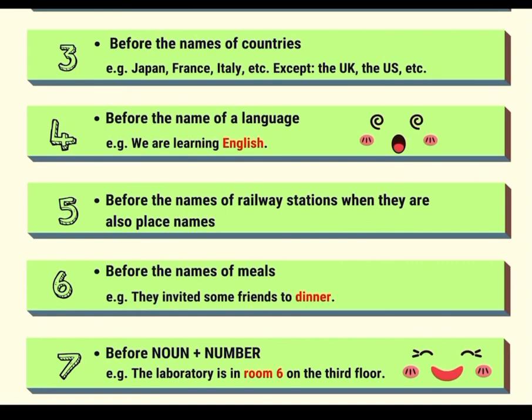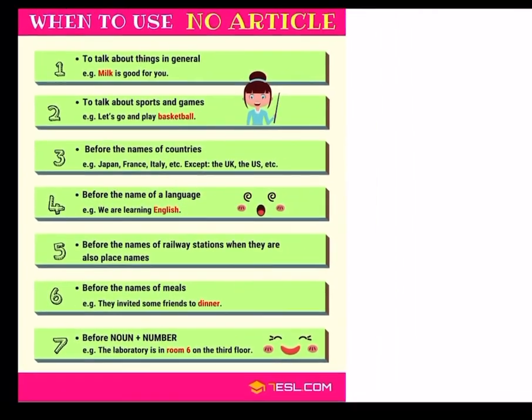And the last one, before noun plus number, when you are talking about words which have noun and then a number. The laboratory is in room 6 on the 3rd floor. Similarly, you can say I am going to laboratory number 4, which is on the 1st floor. So, when there is a noun and a number in a sentence, you do not add any kind of article in front of it. So, that's all.